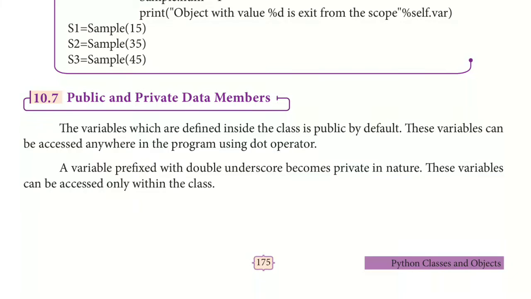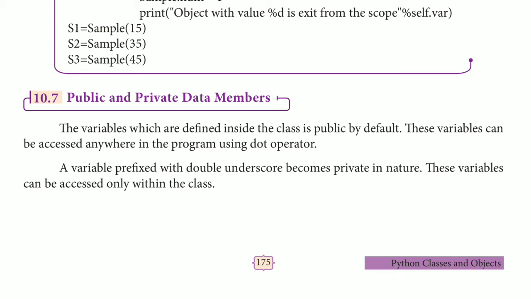Hello students. So today we are going to see in this chapter 10, Python classes and objects. We are going to see this topic, public and private data members. The variables which are defined inside the class are public by default. These variables can be accessed anywhere inside the program using the dot operator.